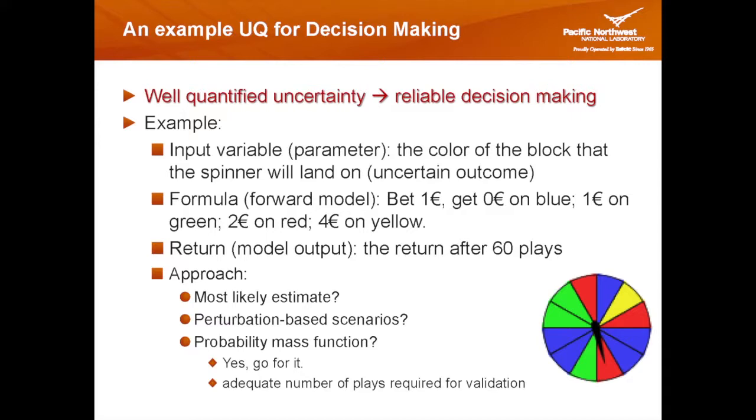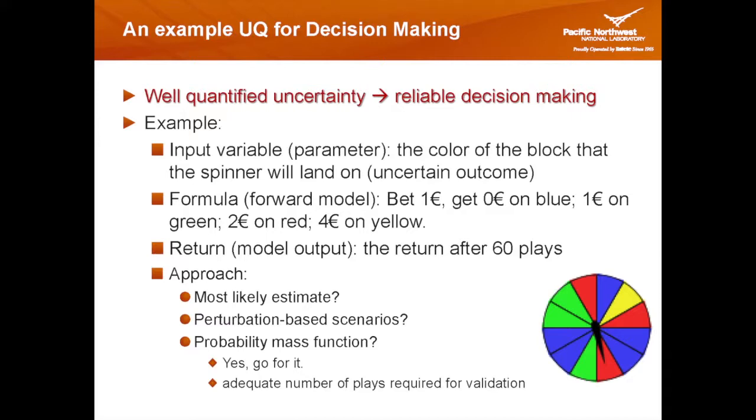So our example is like this. We have an input variable, or in physical science we call it an input parameter, which is defined as the color of the block that the spinner will land on. Just play it. It has an uncertain outcome every time we play it. And the formula, which is our fault model, like the community atmospheric model, CAM, or another model. So this is the model.